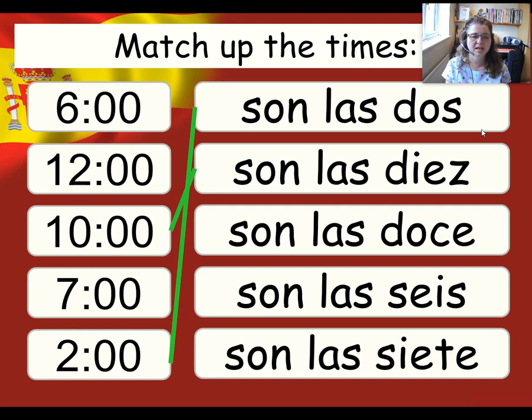Following that, it says son las 12. Well, 12 is 12, so it's 12 o'clock because it's quite easy to mix up dos, 10, and 12. The next one says son las 6. What time is that one? That's right, it's 6 o'clock because 6 is 6. So son las 7 must be 7 o'clock. Remember, don't mix up 6 and 7.